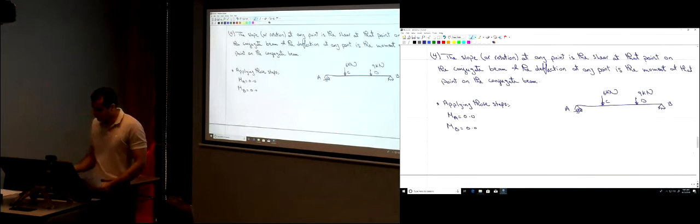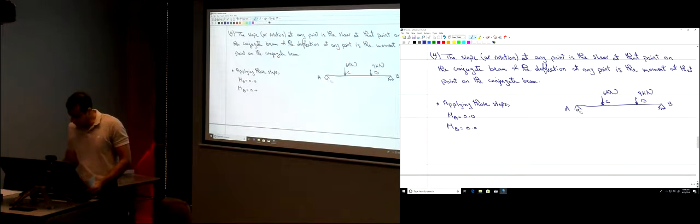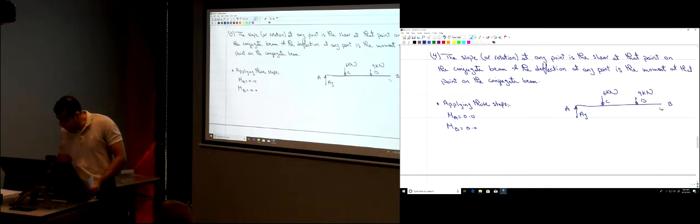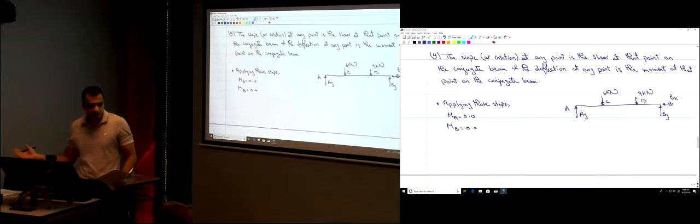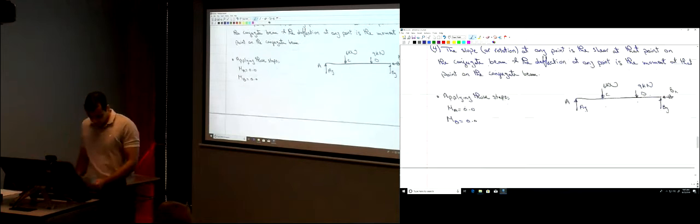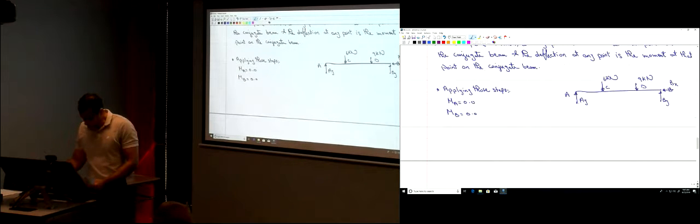Okay? So here, let's draw the free body diagram. Here we have a force, reaction AY. Here we have a reaction BY, and we have a BX. BX is 0. From the summation of the forces in the x direction, there are no forces in the x direction other than Bx, so Bx is 0. Okay? So to find AY and BY, let's take the summation of the moments at point A.